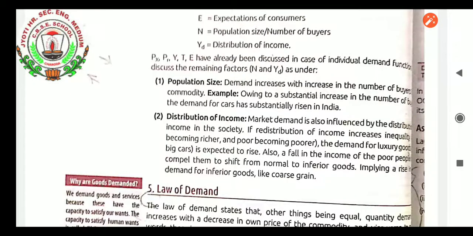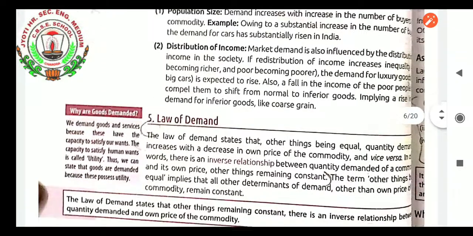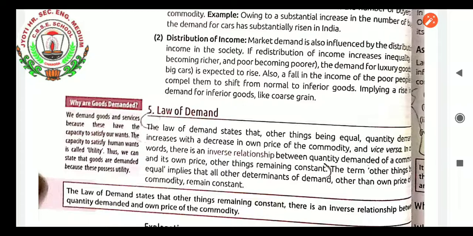Also, a fall in the income of the poor people compels them to shift from normal to inferior goods, implying a rise in demand for inferior goods like coarse grain. Law of demand, students, after these factors of market demand, we will be seeing the law of demand.